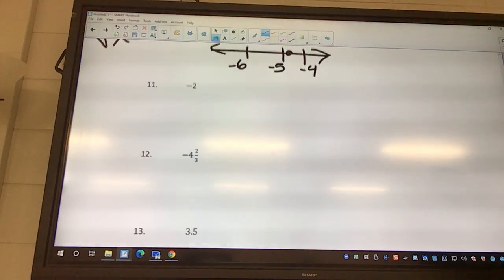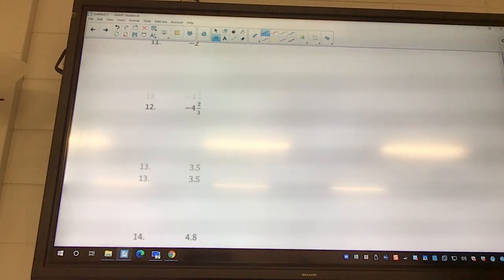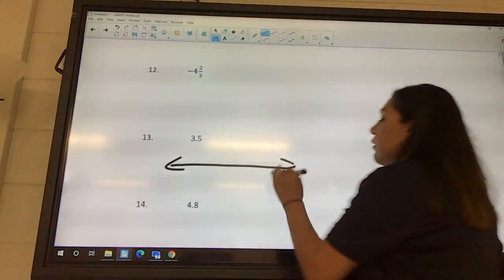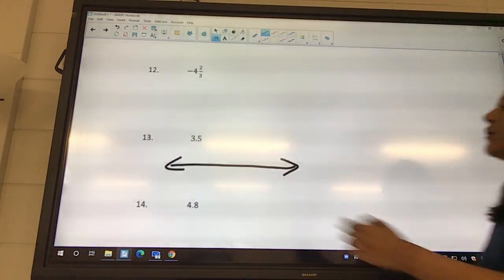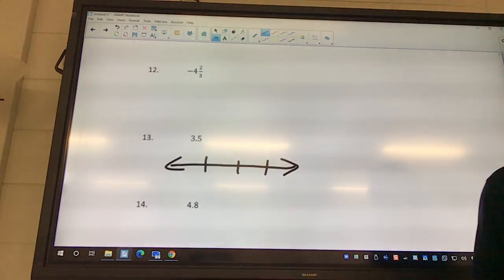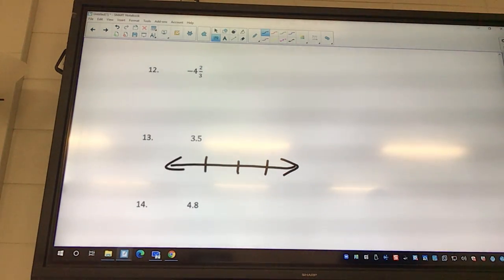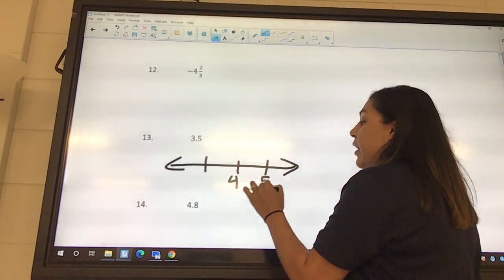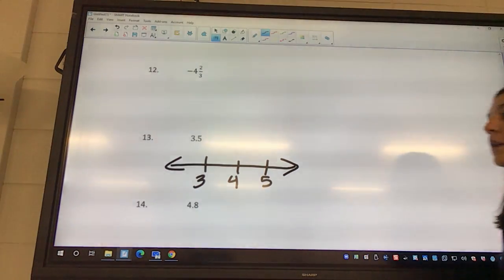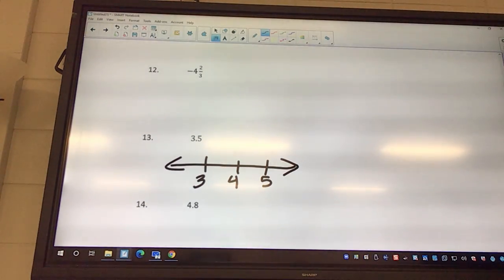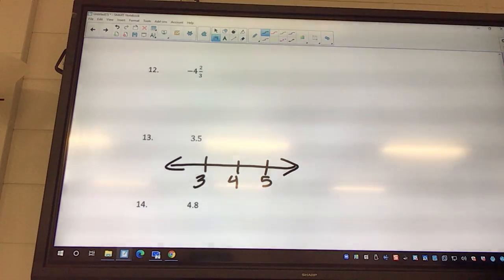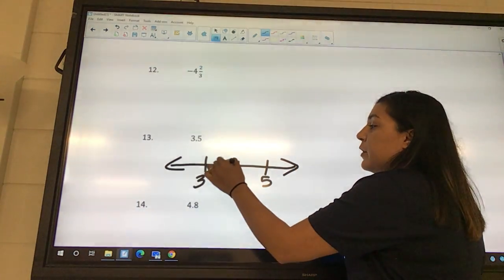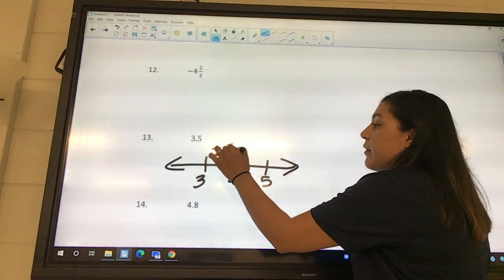So actually, I'm gonna have you do 12, let's do 13. So we're gonna draw our little chart, and we draw 3 tick marks. What should be our center number? 4? Okay, so then we're gonna have 5 and a 3. Where about does 3.5 go? Between the 3 and the 4, or the 4 and the 5? The 3 and the 4, okay? And just put it somewhere in the middle, and it's gonna be 3.5.